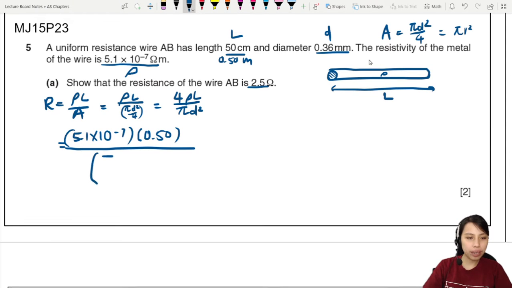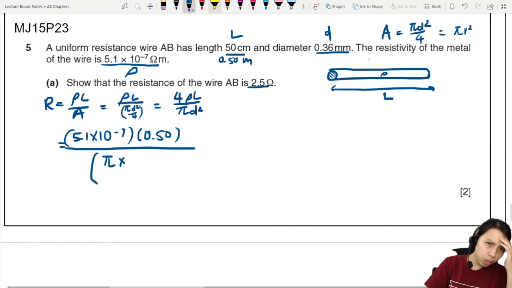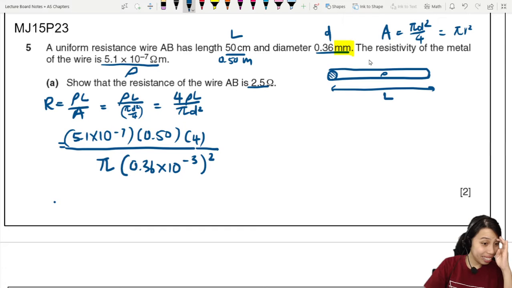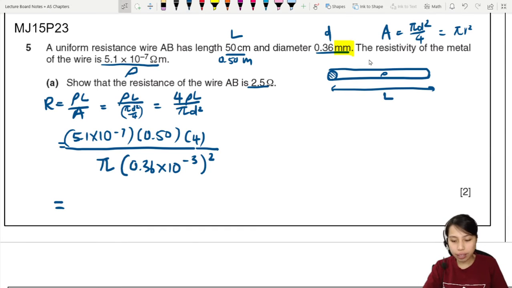So this one is pi times, where's our diameter? Oh yeah, this is in millimeter. We need to convert. Diameter must be converted very carefully: 0.36 milli, and the milli must be inside the square also, so 2 times the milli. This should be correct. Alright, calculator.